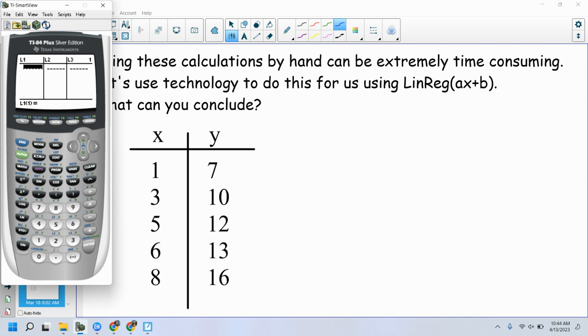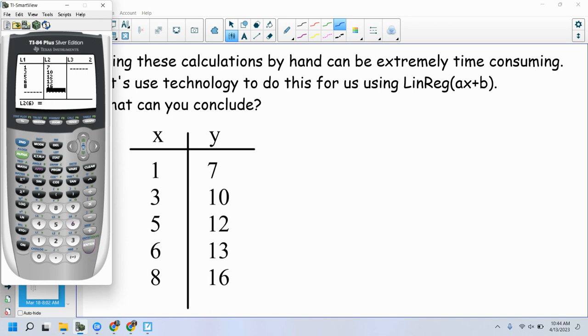Okay. So let's enter our X's: 1, 3, 5, 6, 8. And let's enter our Y's: 7, 10, 12, 13, and 16.